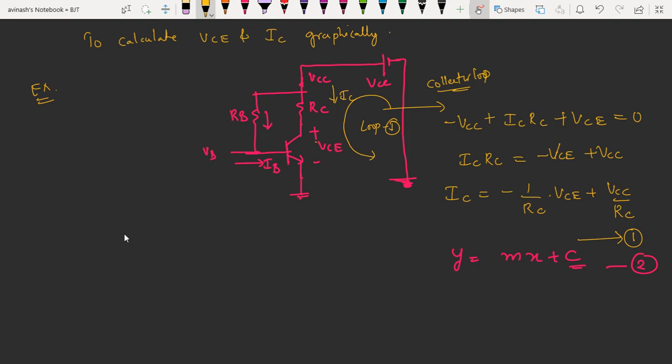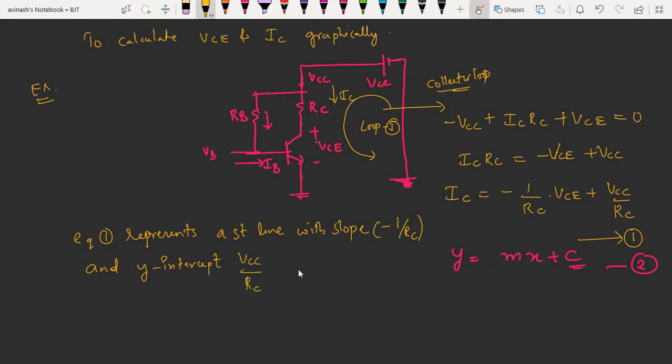The above equation 1 represents a straight line with some slope. What is the slope value we have here? Minus 1 by RC is the slope, and the y-intercept will be VCC by RC. So it is also known as DC load line.